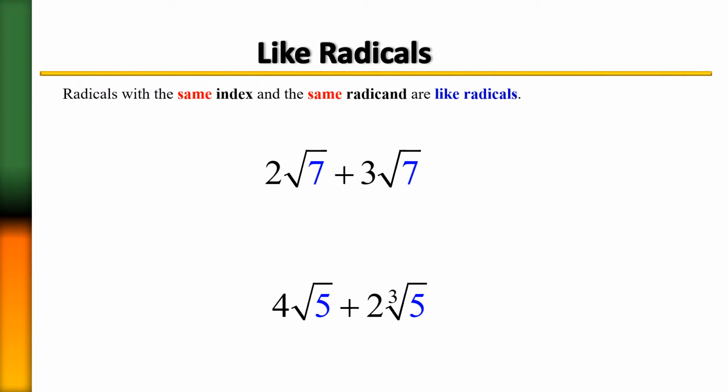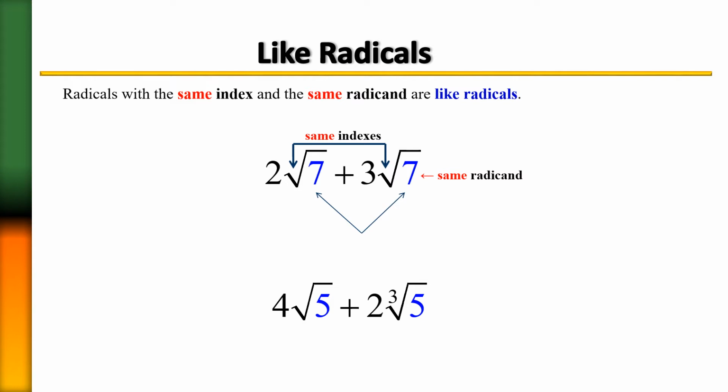The radicand is the number under the radical symbol. So again, if they have the same index, meaning the same root, and they have the same radicand, then those terms are called like terms or like radicals. On the other hand, if that is not the case, where they are not the same, then they are not like radicals. So the first example is an example of like radicals. Let's take a look at the second example.